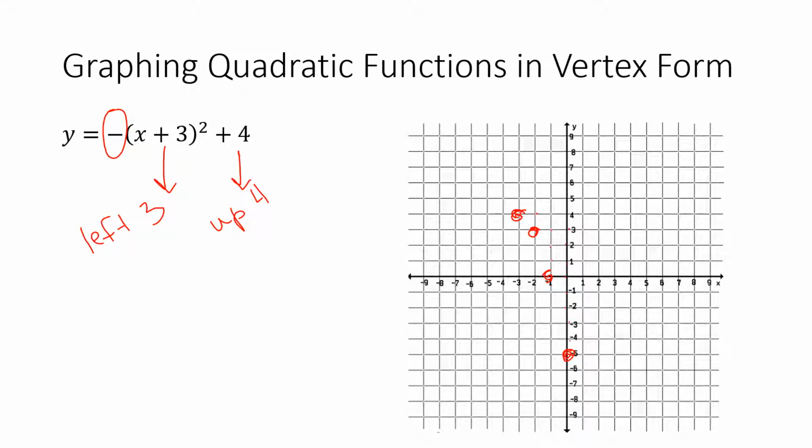Mirror image on the left-hand side. Back to your vertex, over 1, down 1, back to your vertex, over 2, down 4, back to your vertex, over 3, down 1, 2, 3, 4, 5, 6, 7, 8, 9.